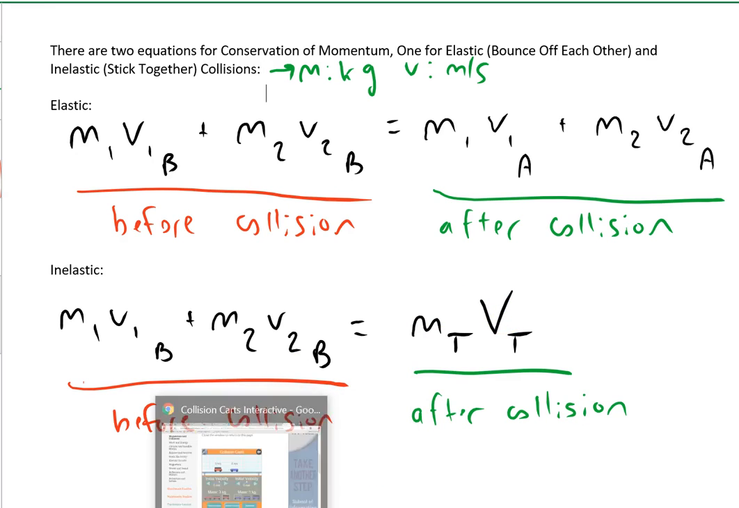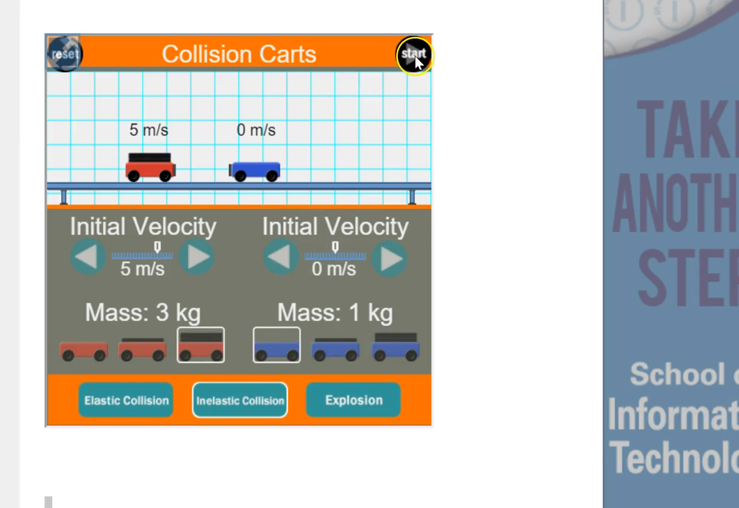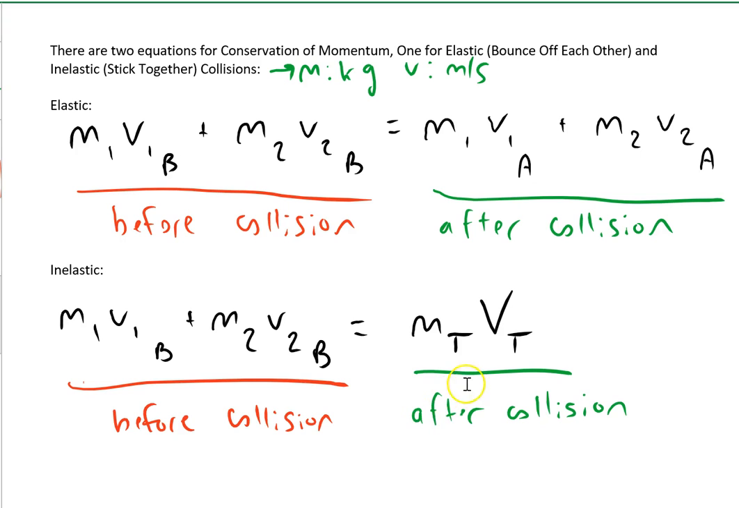If we go back to our simulator here, whenever they stick together, we basically treat these as one object, because they are attached to each other. They have one mass, which is going to be here, 3 plus 1, so the mass here is going to be 4, because we add those together, and they're only going to have one velocity. The whole chunk of carts here is moving at 3.8 meters per second. So on this one, we have one velocity and one object afterward.